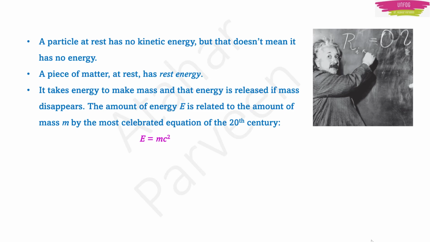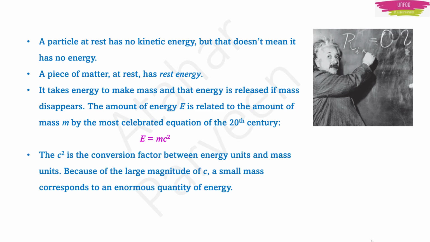Anyway, now he put forth this E is equal to mc square thing, and he told that energy is needed to make some mass, and energy will be released only if that mass is disappearing. Now, which is the remaining term from E is equal to mc square? It is c square, right? So this c square is the conversion factor between energy units and mass units.